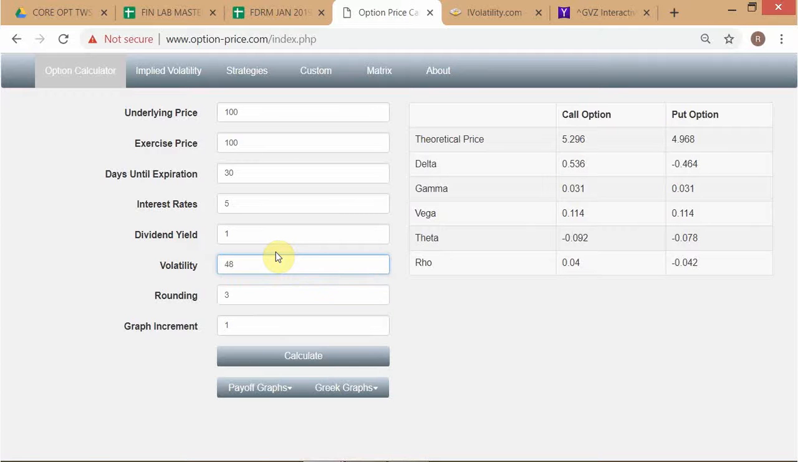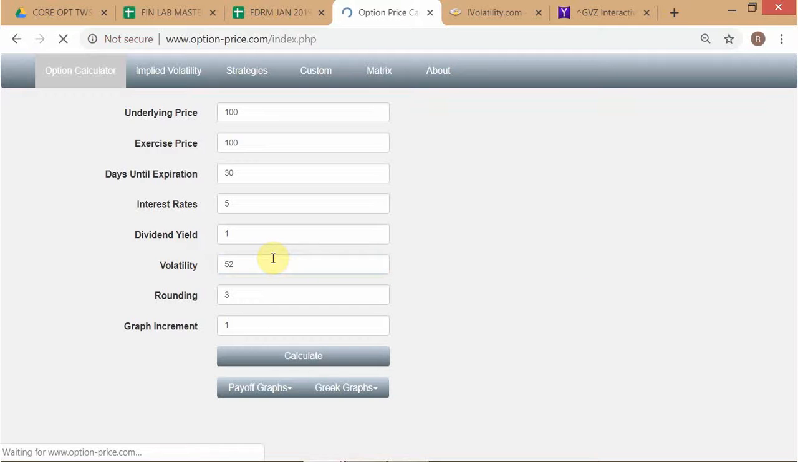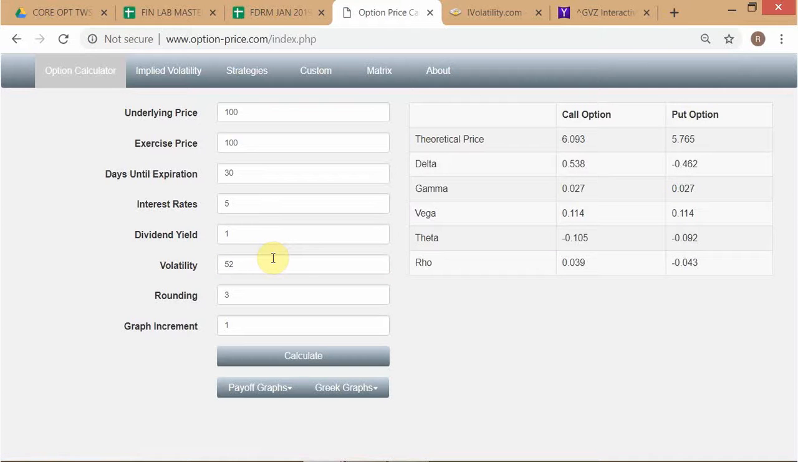Let's make it like 48. No, still not working. Okay, so let's make it 52. Okay, so we're kind of there. Now if we make it like 51, it's a little bit over 6. Okay, so 5.98. So you get the picture, right? Yeah, so it's closer. It does take a little bit of this kind of input. So I'll make it 51.3. Now it's getting closer to 6.